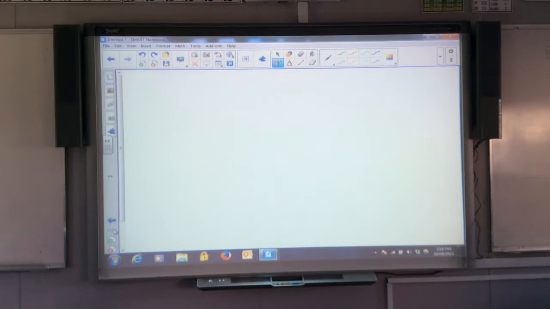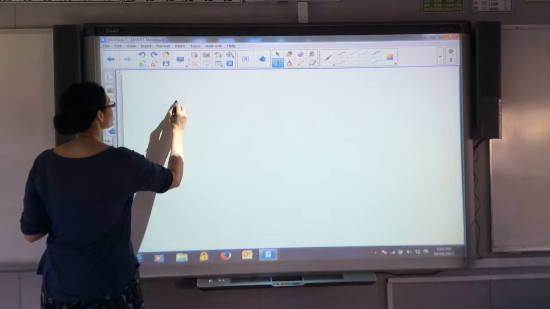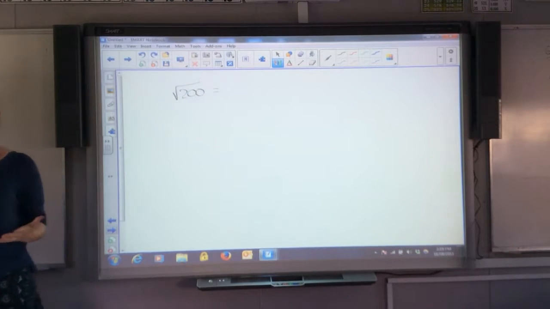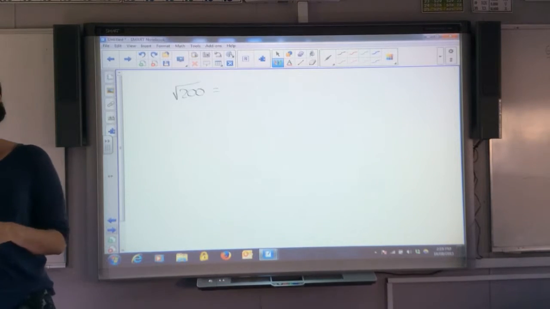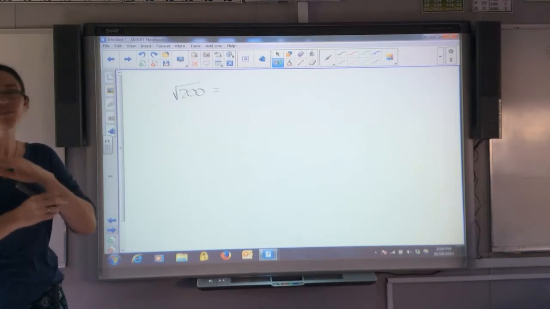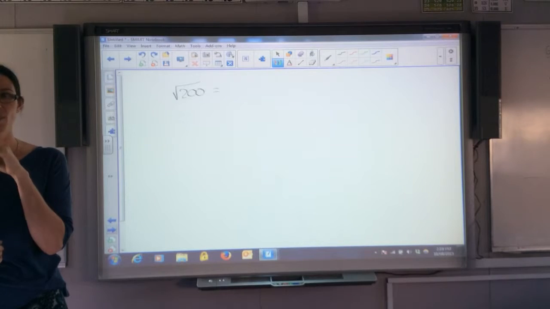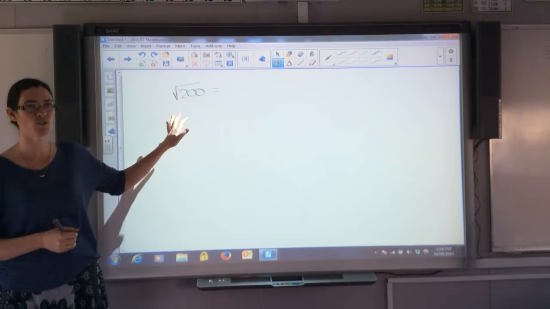How would we simplify, let's say, the square root of 200? Now, give me some numbers that multiply to give 200. 10 times 20, 2 times 100, 4 times 50, 1 times 200. Okay, there were a lot of answers. There are lots and lots of pairs, lots and lots of factors that multiply to give 200.